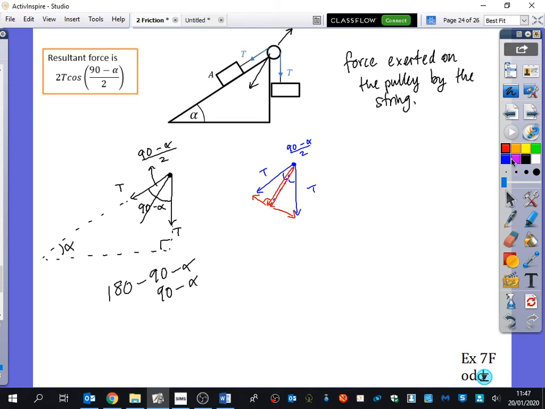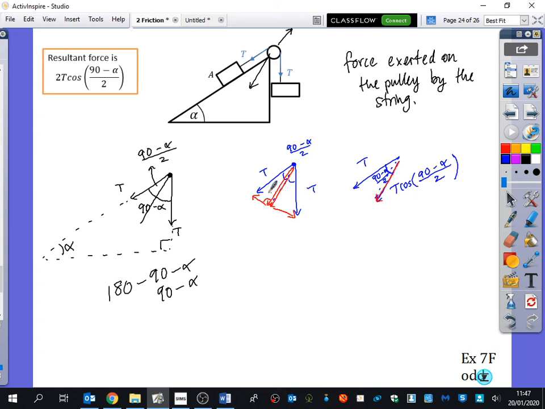Now, again, this isn't what I expect you to do every time you do this. I'm just going to look at one of them for a second. There's the T. This is the one that we're looking for, which I should have drawn in red. What is the length of that red one if this is 90 minus alpha over 2? What is this one here? Resolving forces. T cos 90 minus alpha over 2, right?